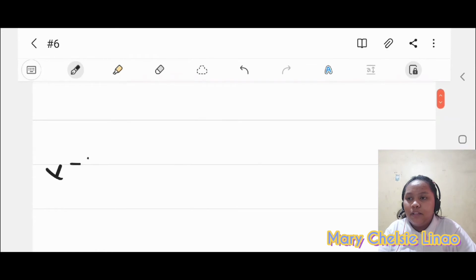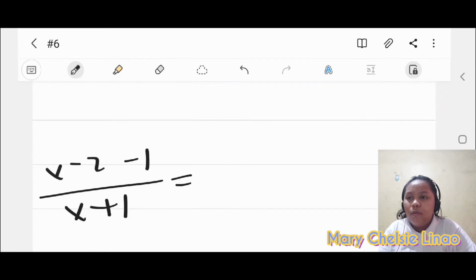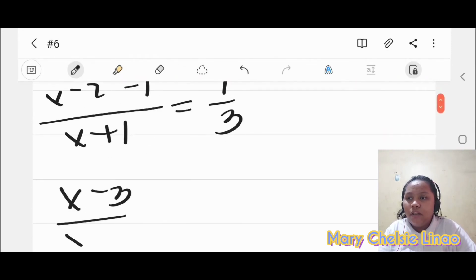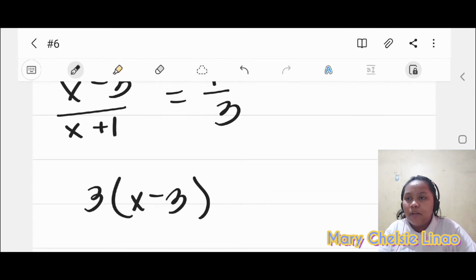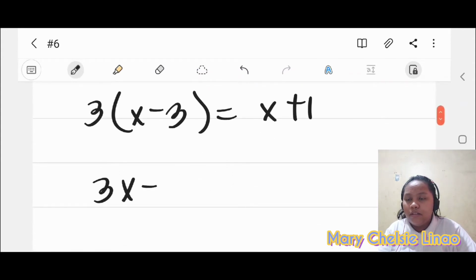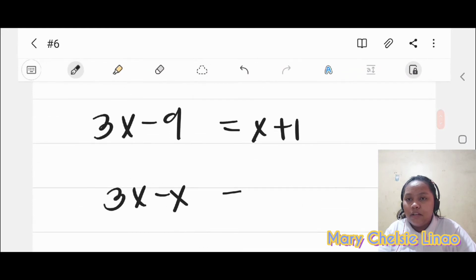Next, x minus 2 minus 1 over x plus 1 equals 1/3. Simplify the numerator, x minus 3 over x plus 1 equals 1/3. Then cross multiply. It will become 3 multiplied by x minus 3 equals x plus 1. Distribute 3 to x minus 3, it will become 3x minus 9 equals x plus 1. Transpose like terms, it will become 3x minus x equals positive 9 plus 1.